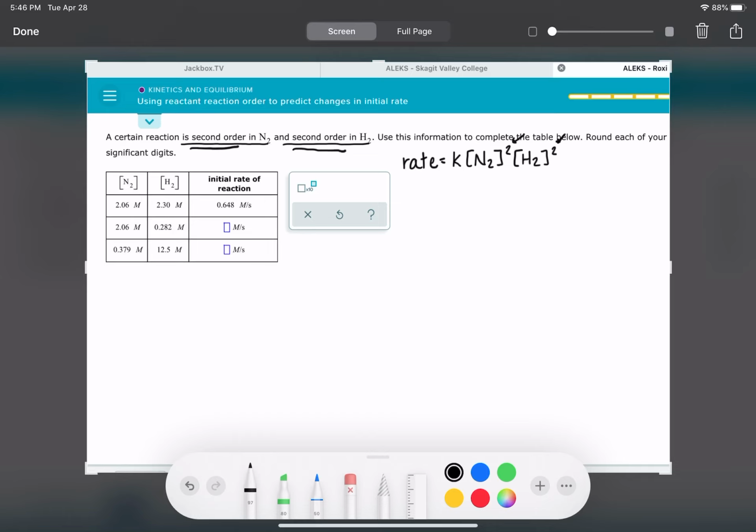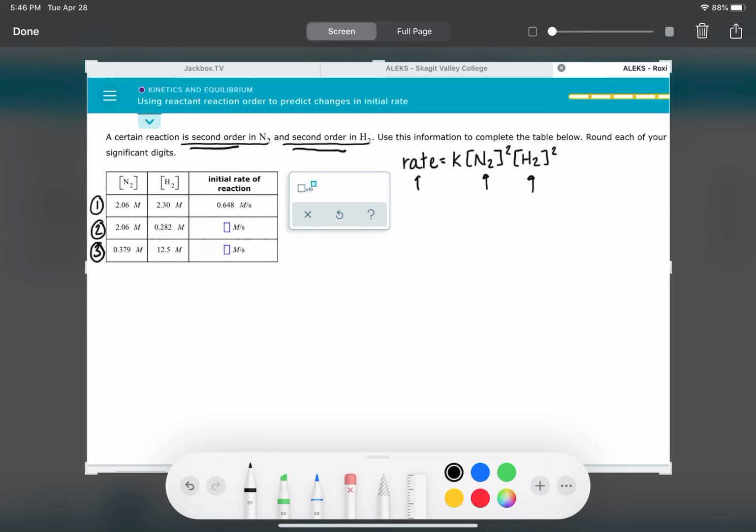And so we have our data set number 1. In our data set number 1, we know the rate, we know the concentration of N2 and also the concentration of H2. So we know almost everything about that problem. And then for the other 2 reactions, we know the concentrations, but we don't know the rate.